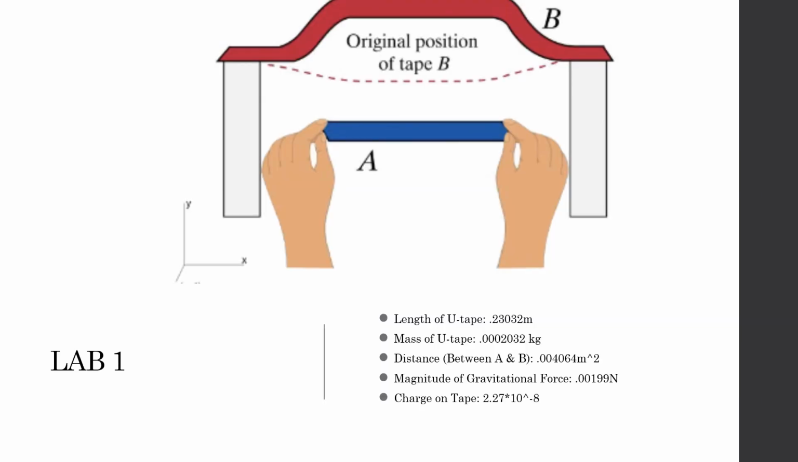So it is important to identify the results of lab 1 and overall just refresh on it in order to perform this following lab. This lab gave us the length of the U-tape to be 0.23032 meters and the mass of the U-tape to be 0.002032 kilograms, and the distance between the tapes to be 0.0406 meters, and the magnitude of the gravitational force to be 0.0019 newtons, and the overall charge of the tape, calculated in a different way than we're going to be doing, to be 2.27 times 10 to the negative 8.